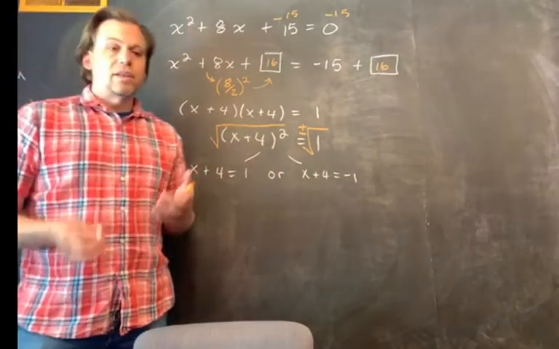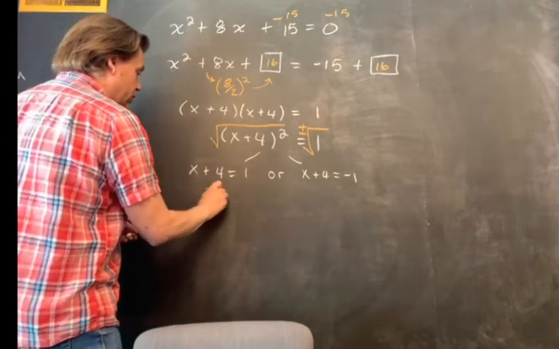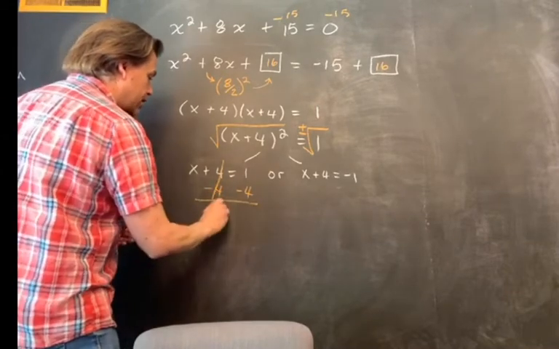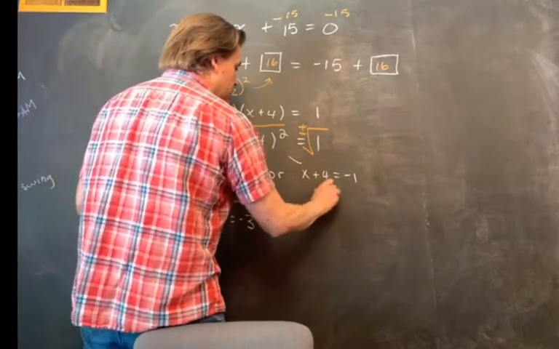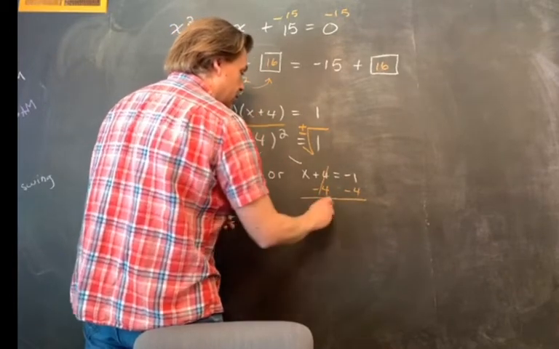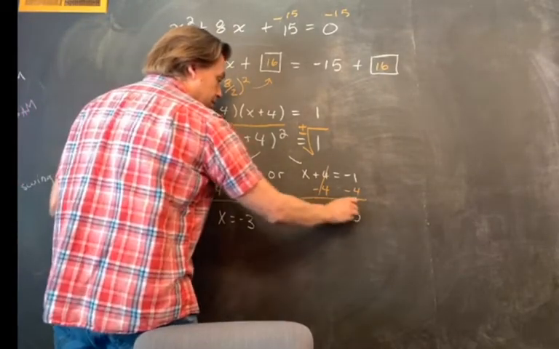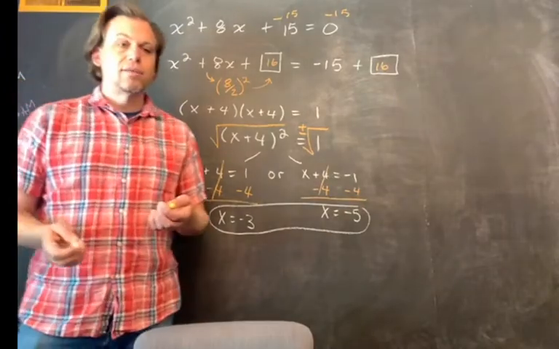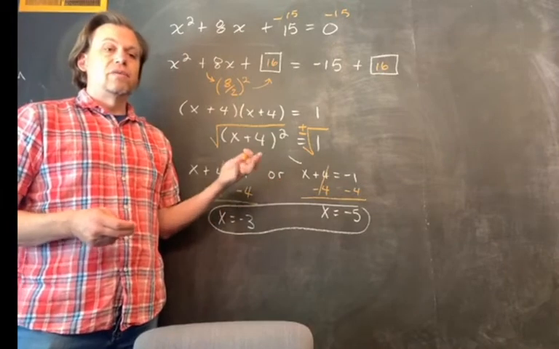Then you solve each of those equations. Subtract 4. X is equal to negative 3. Over here, subtract 4. X is equal to negative 5. That's my answer. Two different answers, negative 3, negative 5. I'm done solving this. Now, is this the best method for this equation?